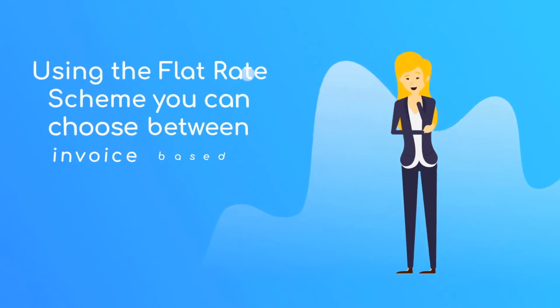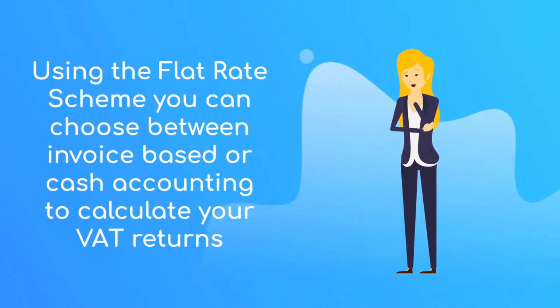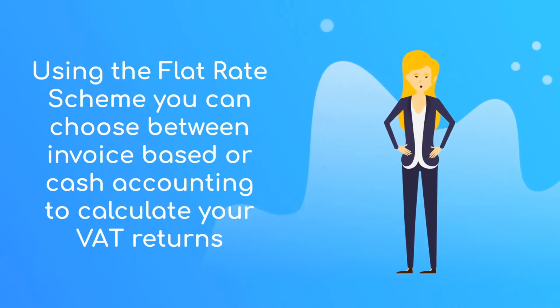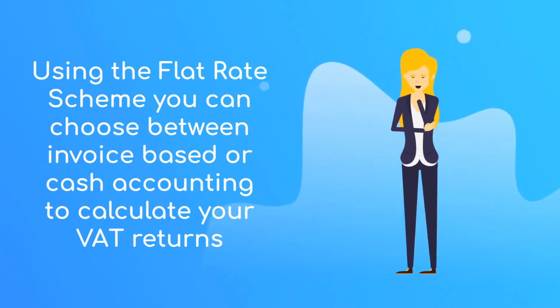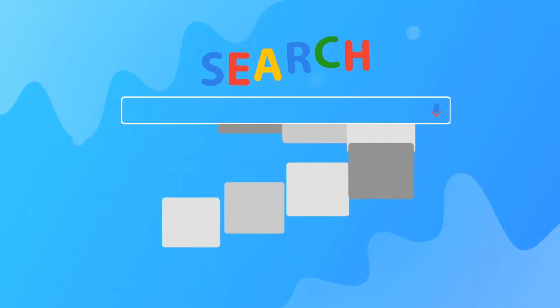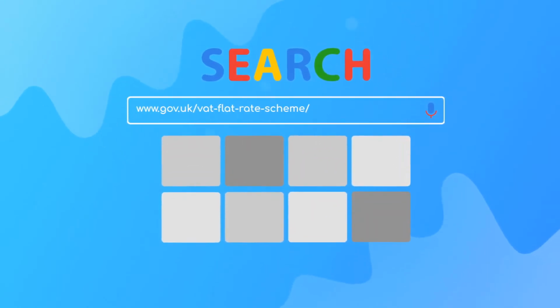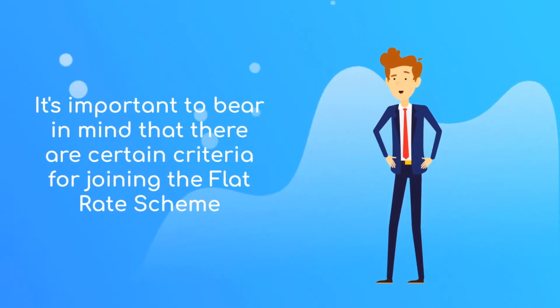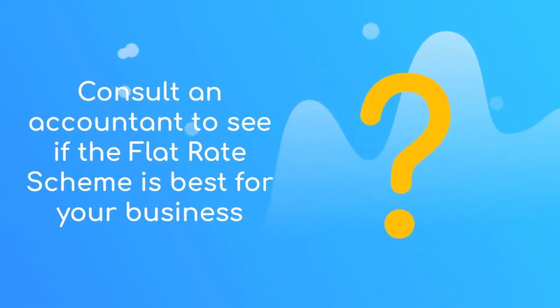If you opt for the flat rate VAT scheme for your business, you can still choose between using either invoice-based or cash accounting to calculate your VAT returns. To find out the current flat rate percentage for your industry, please head to the link on screen. It's important to bear in mind that there are certain criteria for joining the flat rate scheme, so it's best to consult your accountant and see if this scheme is right for your business.